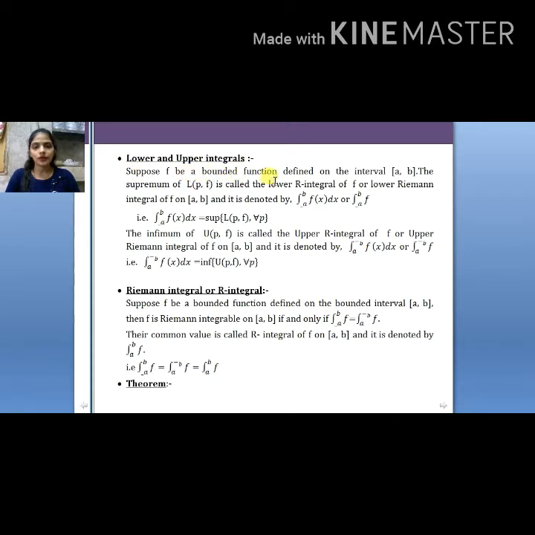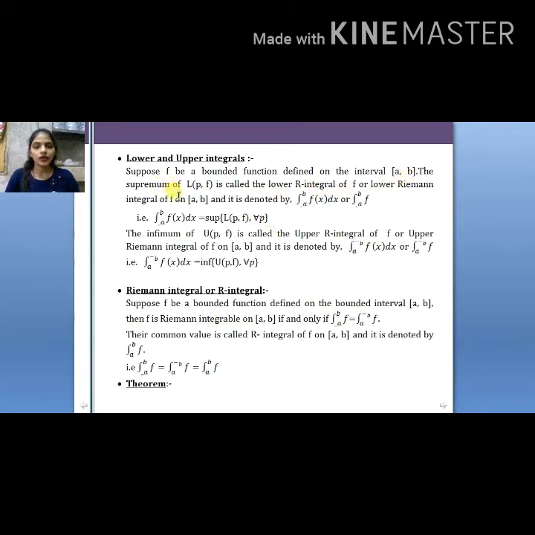Suppose f is a bounded function defined on the closed interval [a, b]. The supremum of L(P, f) is called the lower R integral of f, or lower Riemann integral of f on the closed interval [a, b], and it is denoted by the integral from a-bar to b of f(x) dx, or the integral from a-bar to b of f. This is the notation of the lower integral. That is, the integral from a-bar to b of f(x) dx is equal to the supremum of L(P, f) over all partitions P of the closed interval [a, b].